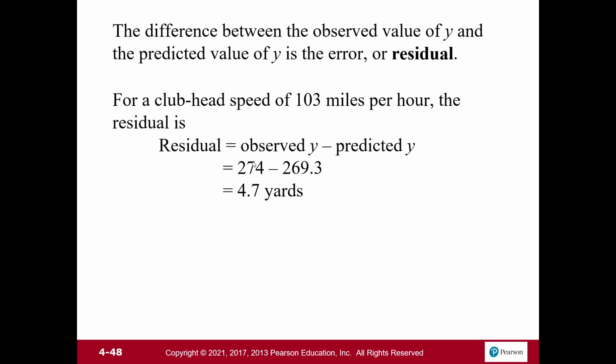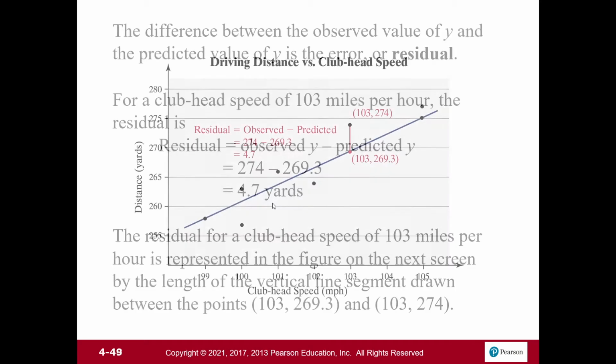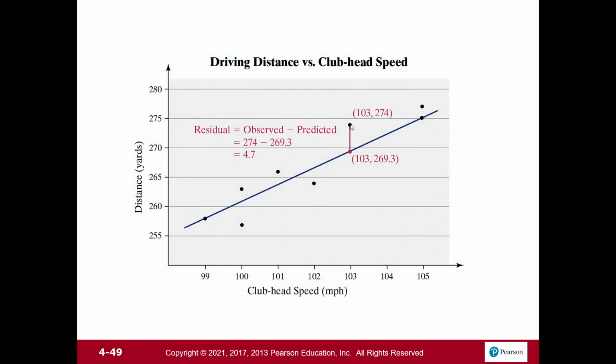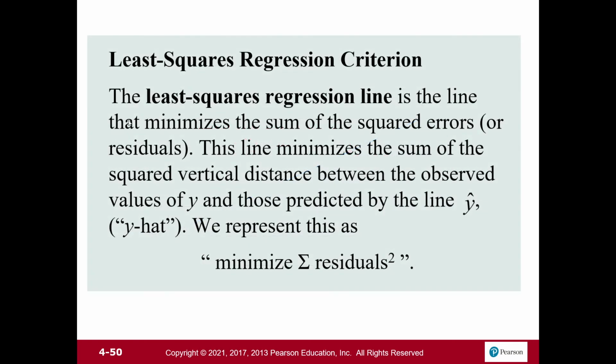First, let's talk about the residuals. So it turns out residual is nothing more than the observed y minus the predicted y. Graphically, it looks like this. If we have a line and we want to compare the observed value from the predicted value, that difference there, how much it's off by, is a residual. And the least squares regression line is a line that minimizes the sum of the squared errors, or the residuals.